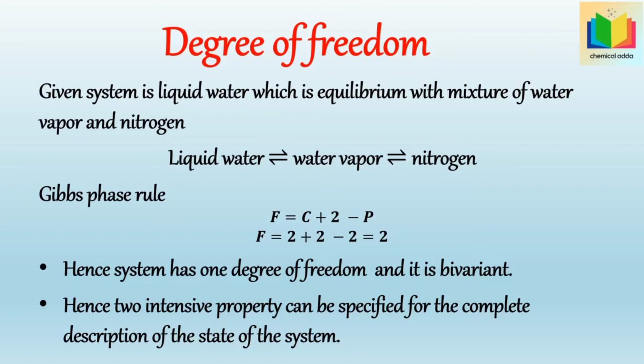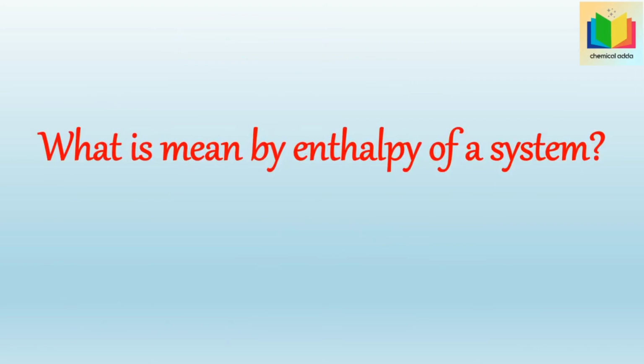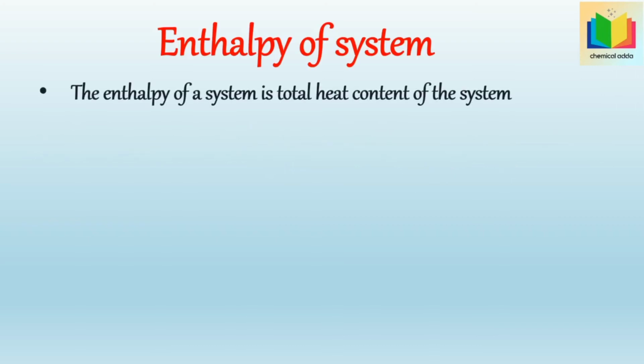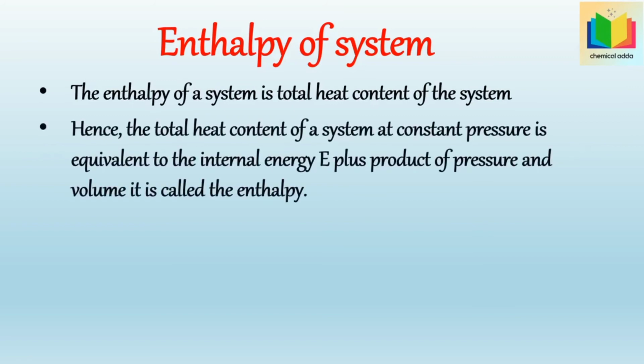Now, next question. What is meant by the enthalpy of a system? The enthalpy of a system is the total heat content of the system. Hence, the total heat content of a system at constant pressure is equivalent to the internal energy U plus the product of pressure and volume. It is called the enthalpy. It is denoted by H. So, according to the definition, enthalpy H can be written as H is equal to U plus PV, where U is the internal energy, P is pressure, and V is volume.